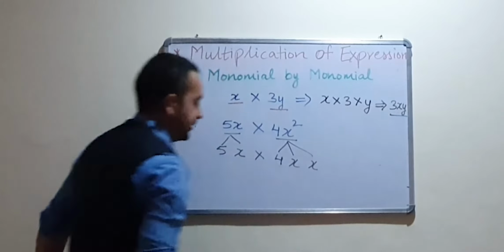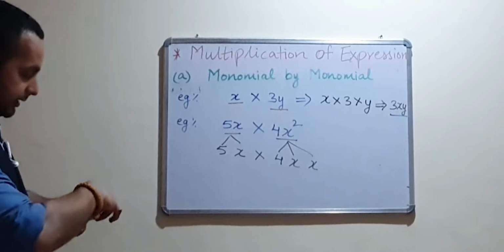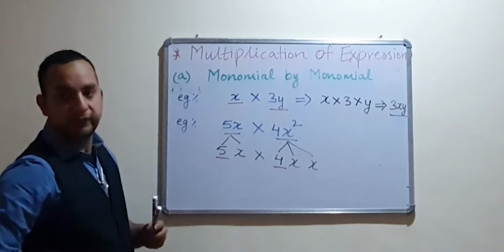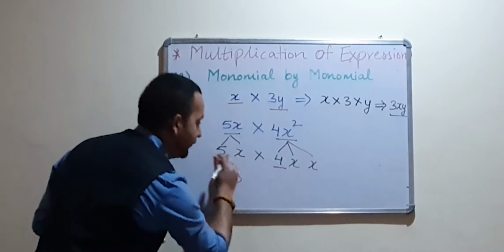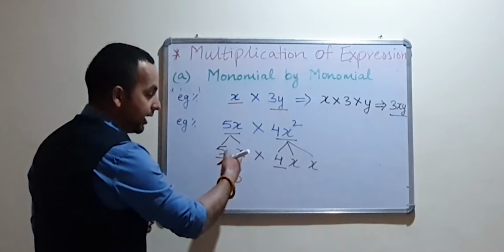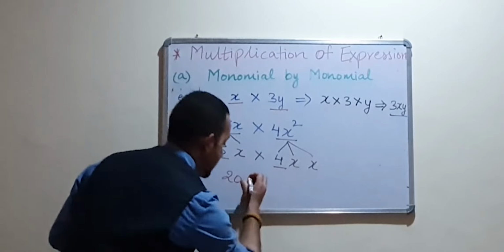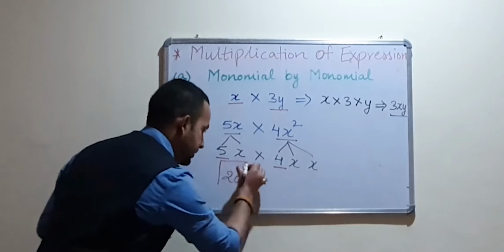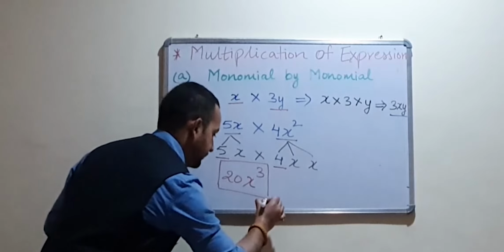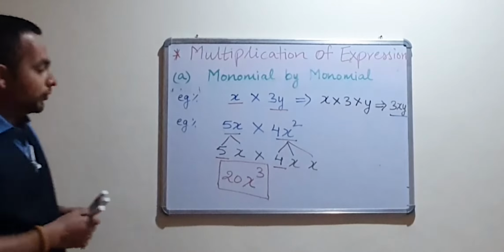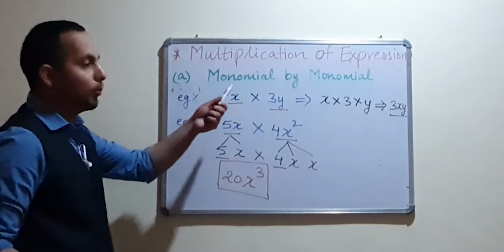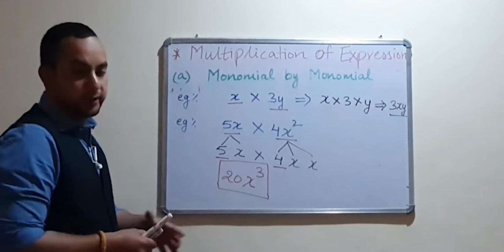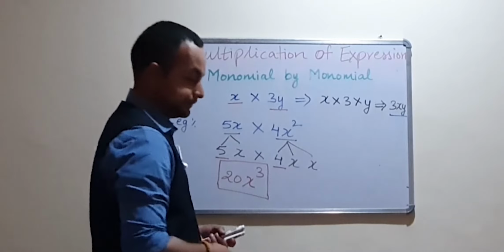Now we are going to multiply the numbers first. So we multiply 5 and 4, and our product is 20. Now here 1x, 2x, 3x, so x raised to the power 3. So your product is 20x cube. So 20x cube is again a monomial. When we multiply monomial by monomial, our answer is always a monomial.